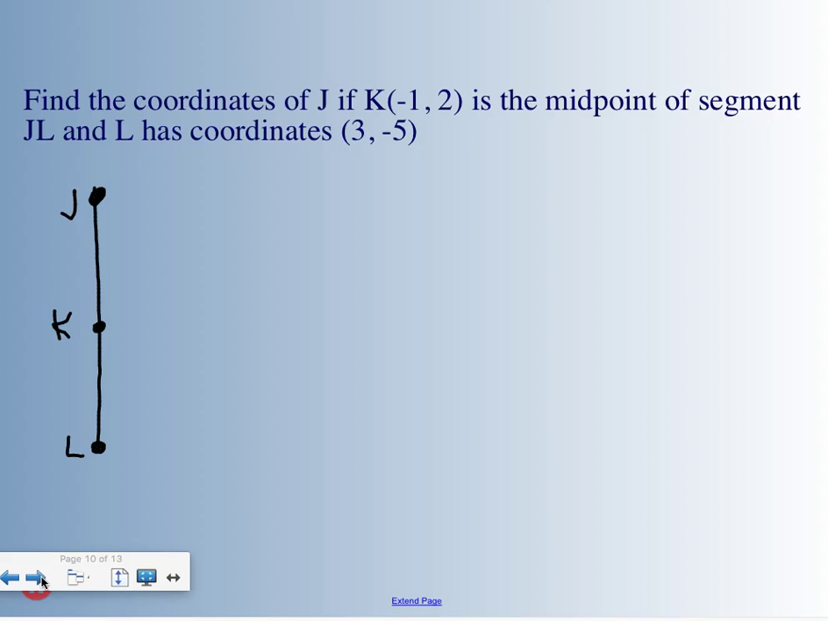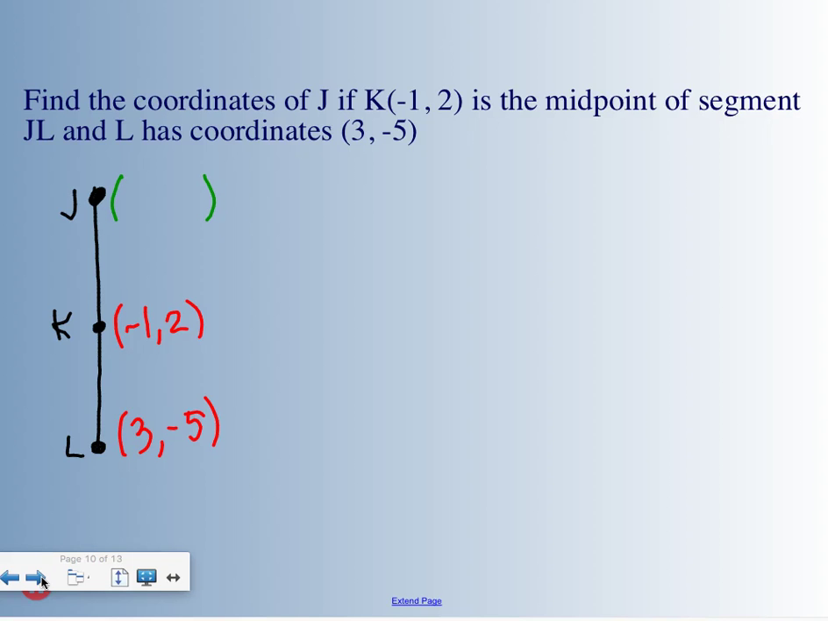And then I'm going to label what we know. I know K is at -1, 2. And L is at 3, -5. And then we're looking for this guy, right? My other endpoint. So if K is the midpoint of this whole thing, what must be true between LK and KJ? Yeah, if this was 5, that would have to be 5, right? Okay, so here we go.